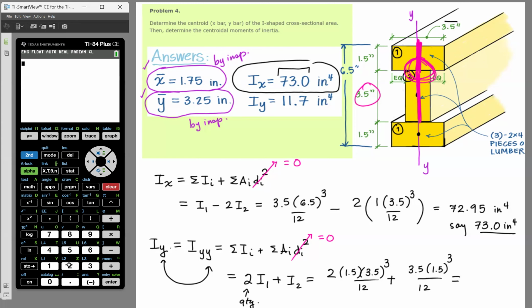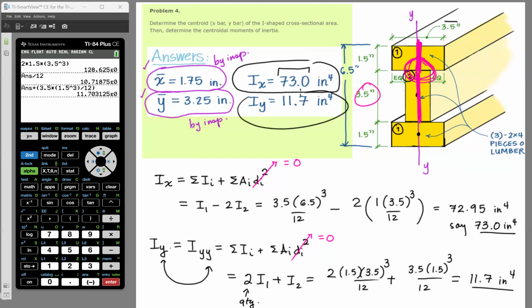Okay, calculator time. 2 times 1.5 times 3.5 cubed divided by 12. Oh, why did I do that? That's okay, I can keep going. Plus, open parentheses, 3.5 times 1.5 cubed divided by 12, and we get 11.7 inches to the fourth, which is the same answer here. All right, problem 4 is done. Let's go on to problem 5.